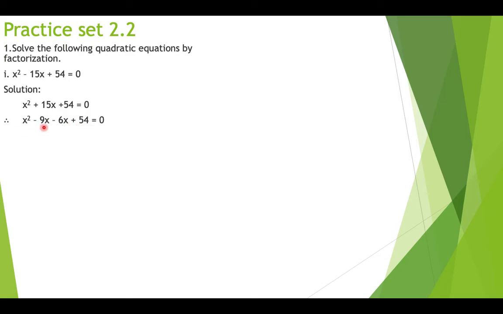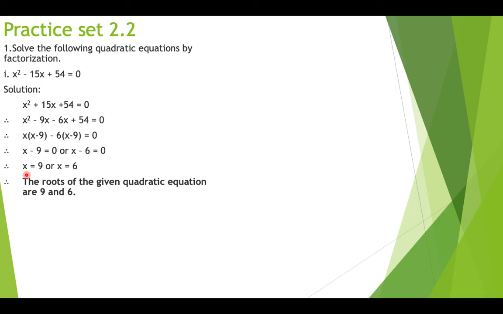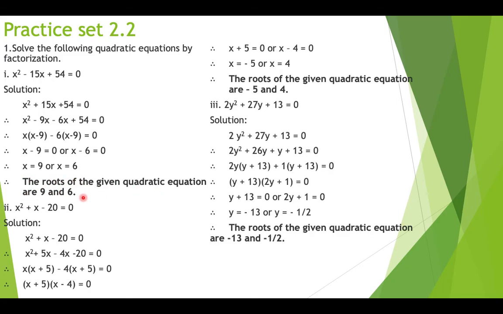Now we have to make a pair of them, that is x square minus 9x and minus 6x plus 54. So we are going to get x into x minus 9 minus 6 into x minus 9. The common term over here is x minus 9. Remember this, whenever you are solving this type of equation, the common term is repeated on both sides. So we get x minus 9 is equal to 0, x minus 6 is equal to 0. So x is equal to 9 or x is equal to 6. Therefore, the roots of the given quadratic equation are 9 and 6.